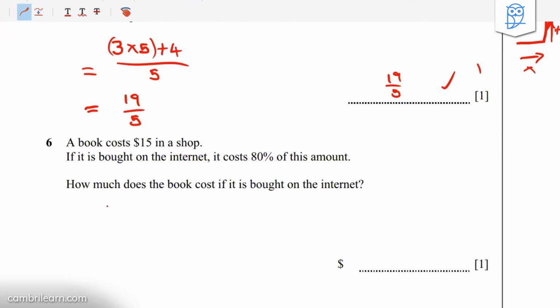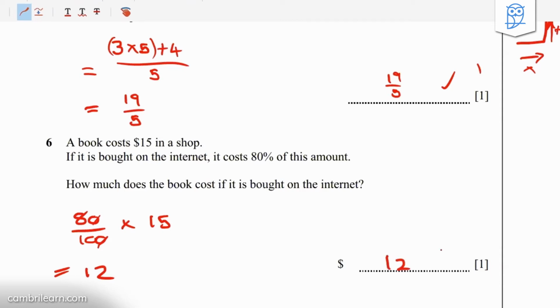Or this one is very easy. We can just say, what is 80% of 15? Okay, so how do we calculate that? All we have to do is get 8 over 10 times 15. So we just multiply 8 times 15 divided by 10. Okay, so what will our answer be? Let's see. This is equal to 12. Okay, so this is $12.